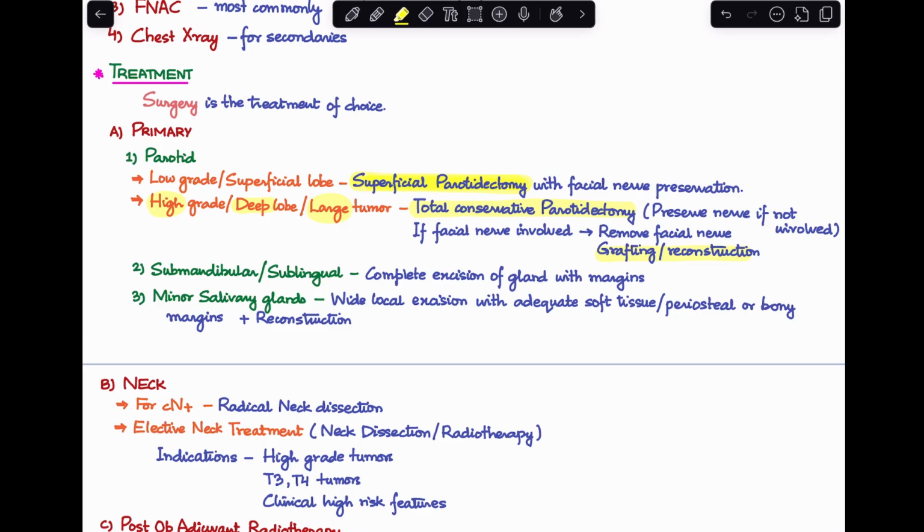If it involves the submandibular or the sublingual gland, we'll perform a complete excision of the gland with margins. And if it involves the minor salivary glands, we'll do a wide local excision with adequate soft tissue and periosteal or bony margins, and then perform adequate reconstruction. So that's about treating the primary tumor.